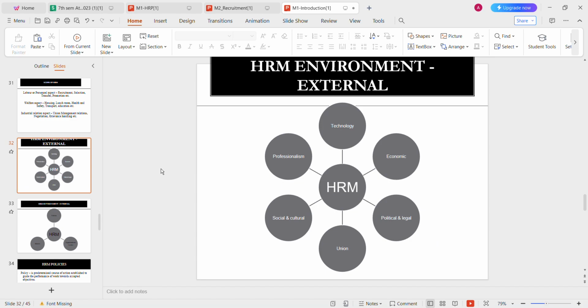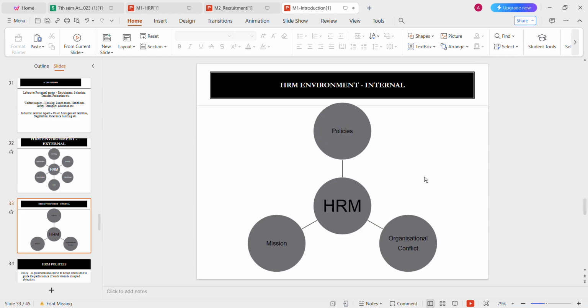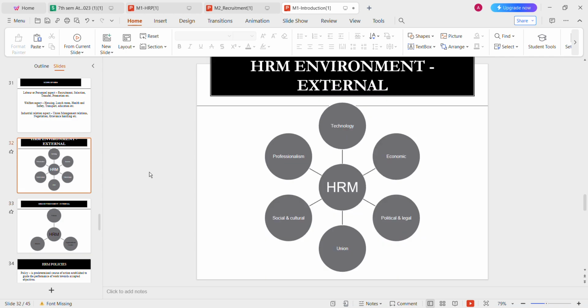The atmosphere of HRM includes internal as well as external factors. Before going to external, we are going to learn about the internal factors within an organization. Policies, missions as well as organization conflicts are important. In the external factors, we have social and cultural, economic, technology, professionalism, union, political as well as legal. So what do external factors mean?